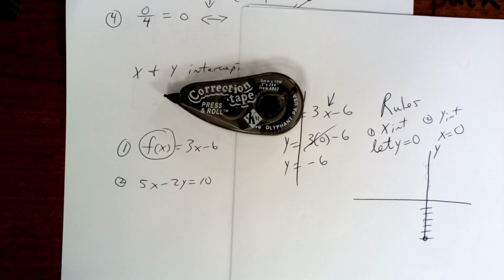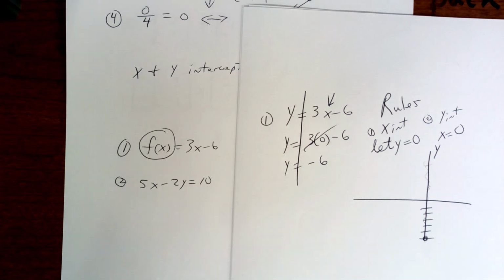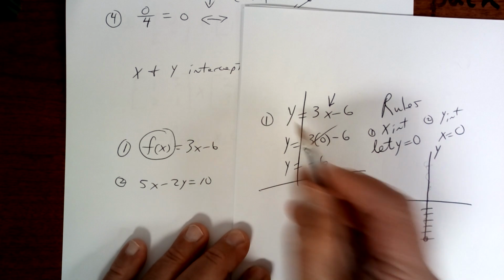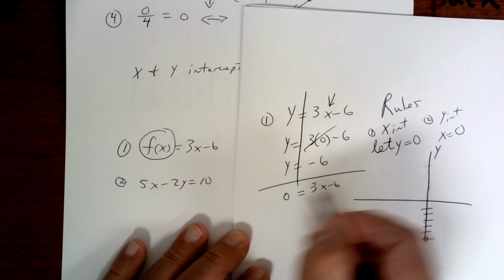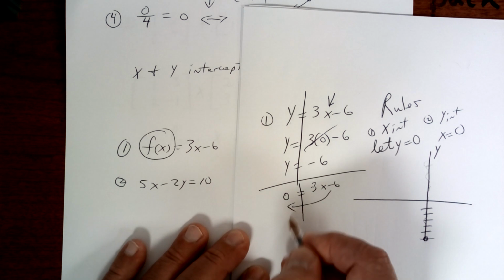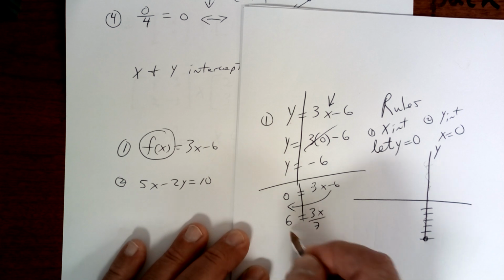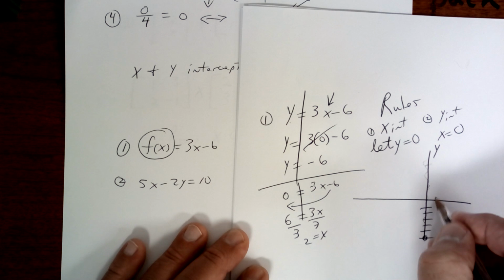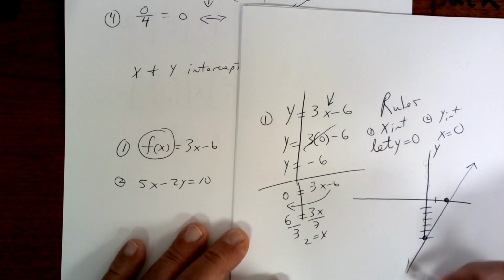To find the x-intercept, you let y equal 0. So you're going to say 0 is equal to 3x minus 6. You're going to bring the 6 over, which changes to a positive, and you're going to divide by 3 and get x equals 2. So the x-intercept is 2. So you could graph it using the x and y-intercept. So that is another way to graph it.